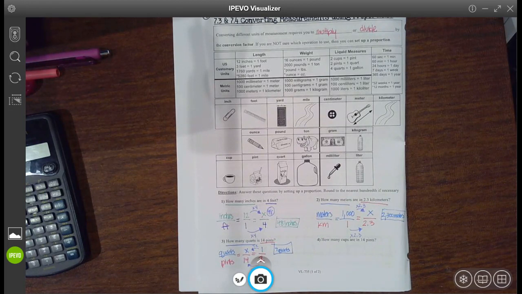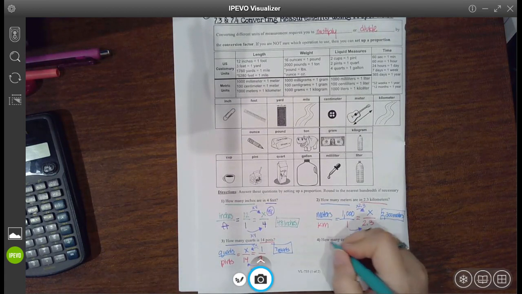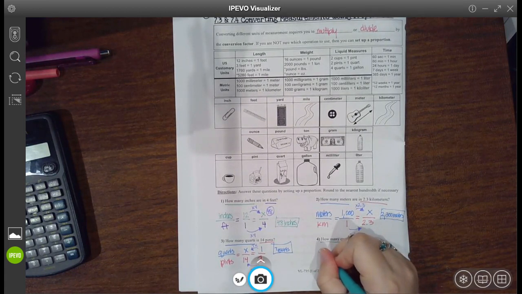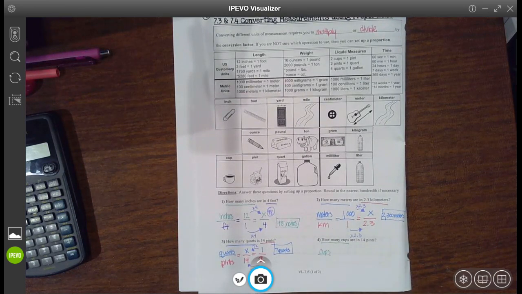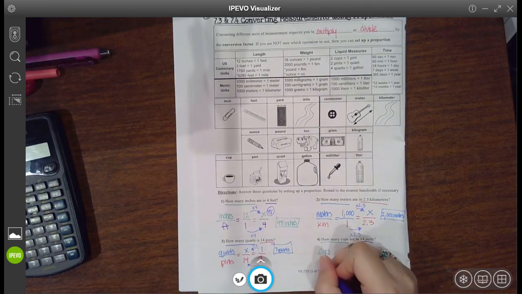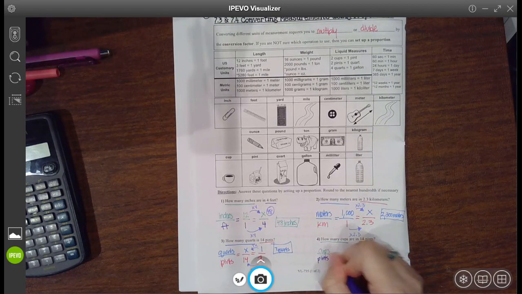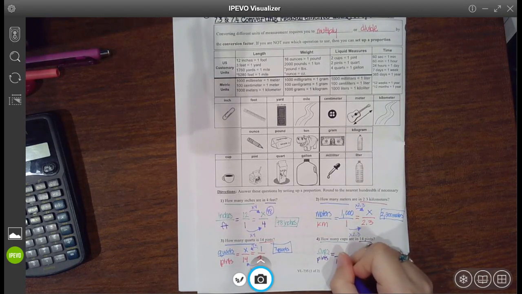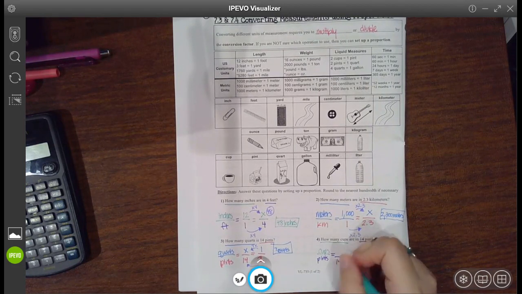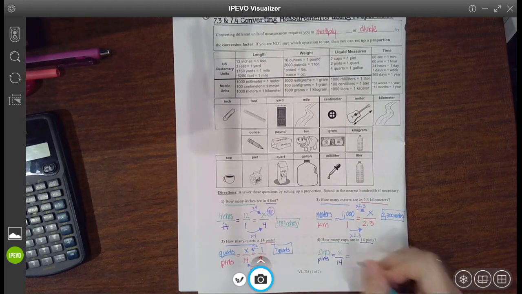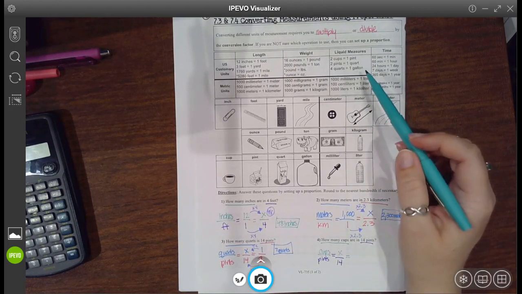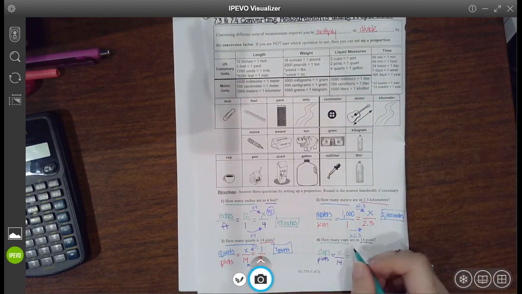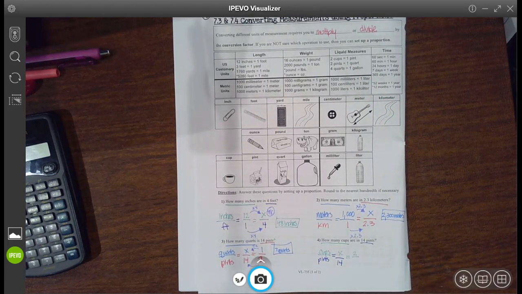Okay. The next one says how many cups are in 14 pints. So this is what I was trying to do last time, apparently. Cups to pints. And they gave me 14 pints, and we want to know how many cups that is. Well, look up here, and they said 2 cups is equal to 1 pint.